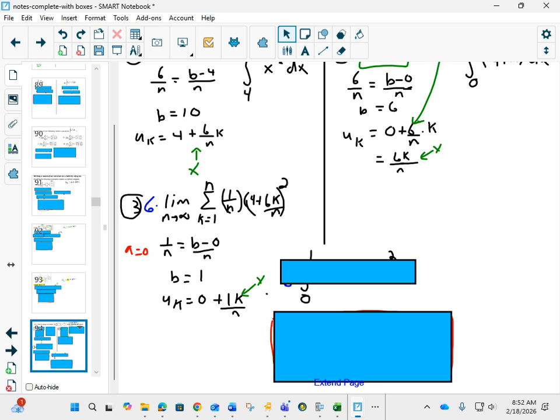From here, I get my a plus change of x times k, and I figure out that my x is k over n. So when I go to my formula and I substitute in, this 6 is still factored out. My starting value was 0, I went up to n, and then I have 4 plus 6x squared dx.